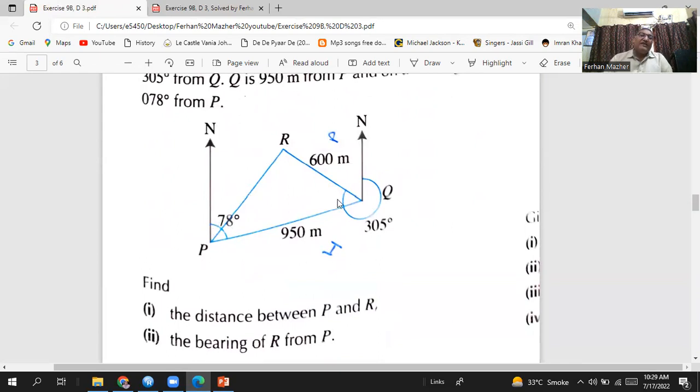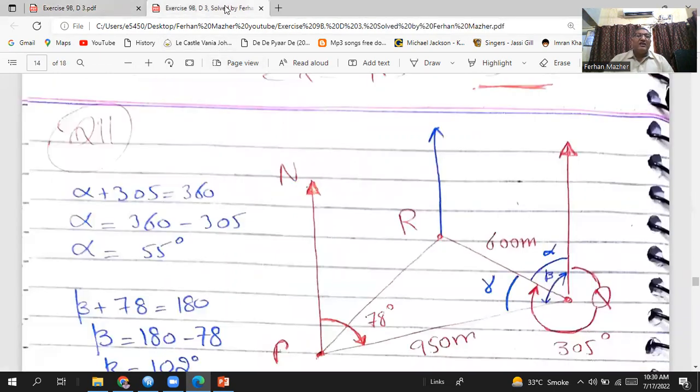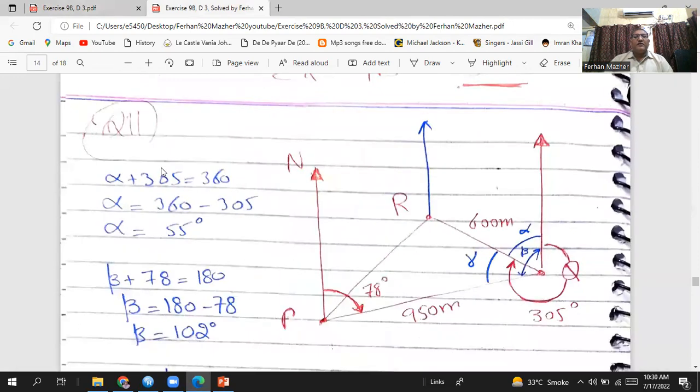You see, this is 78. So this whole angle here is allied angle to this 78. So 180 minus 78 will give you this angle. I can find this angle by 360 minus 305. And from whatever this whole angle will be, I will subtract this angle. So that's the strategy. Let me show you. Okay. So the strategy is simple.